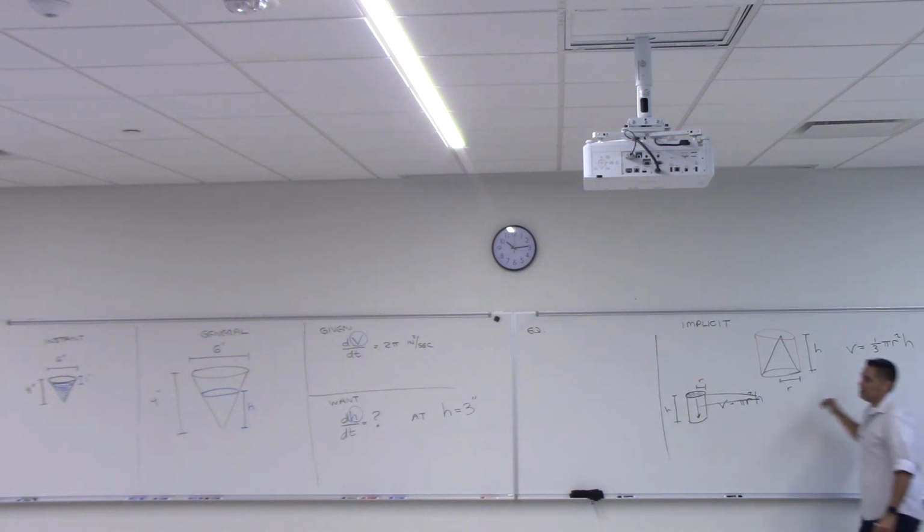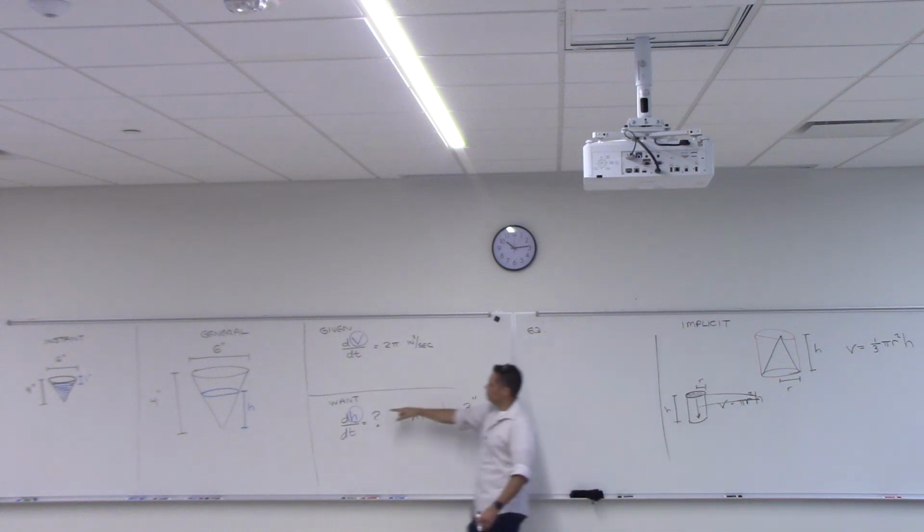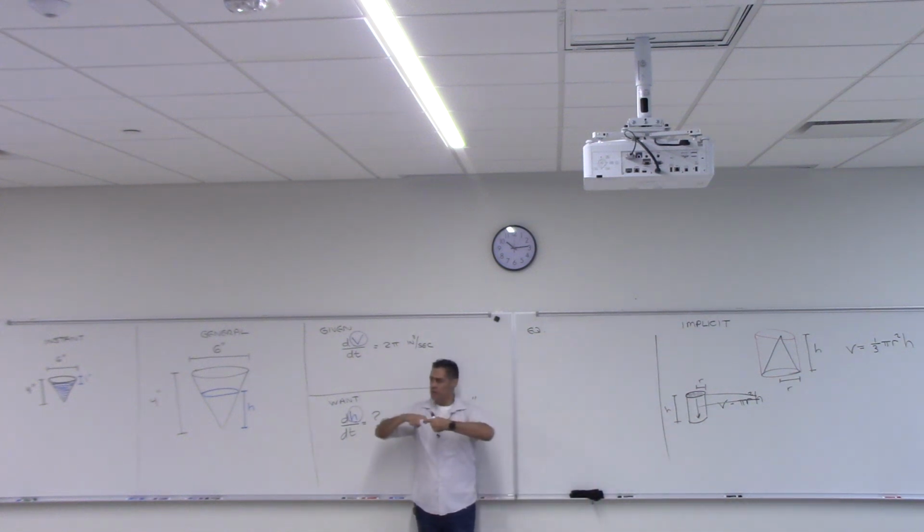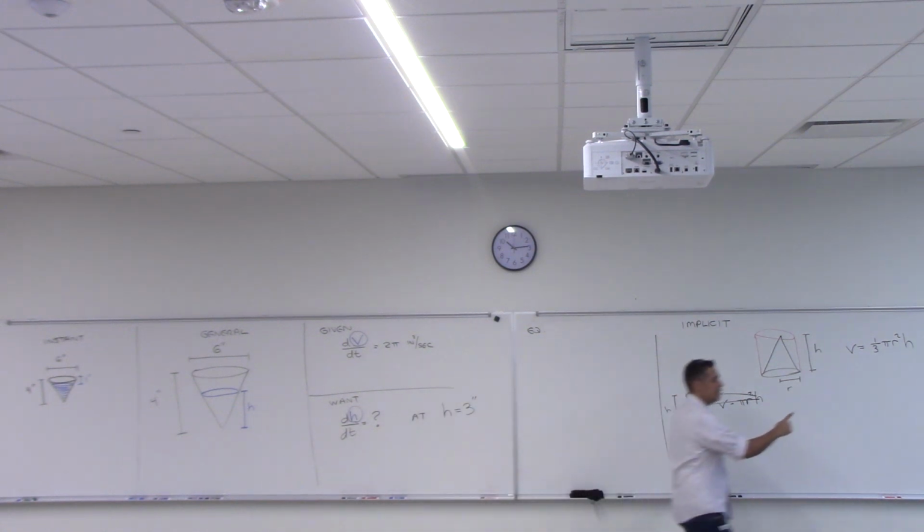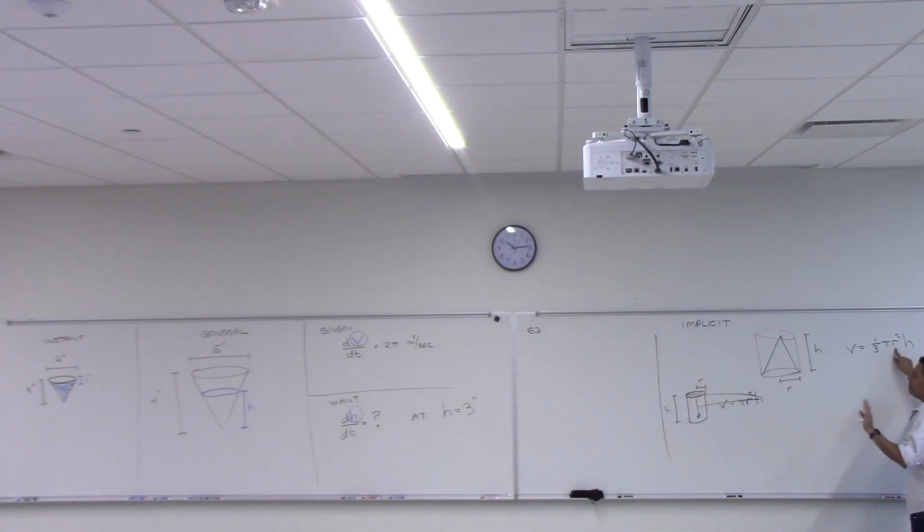We need to connect V and H together. Is that formula going to connect V and H together? Yes, but there's a problem. What's the problem? We don't have the dimensions. You don't know R, right? No, it's not that you don't know R. Like when the water is 1 inch from the top, you do know R. You could go figure it out. But what don't you know about R?